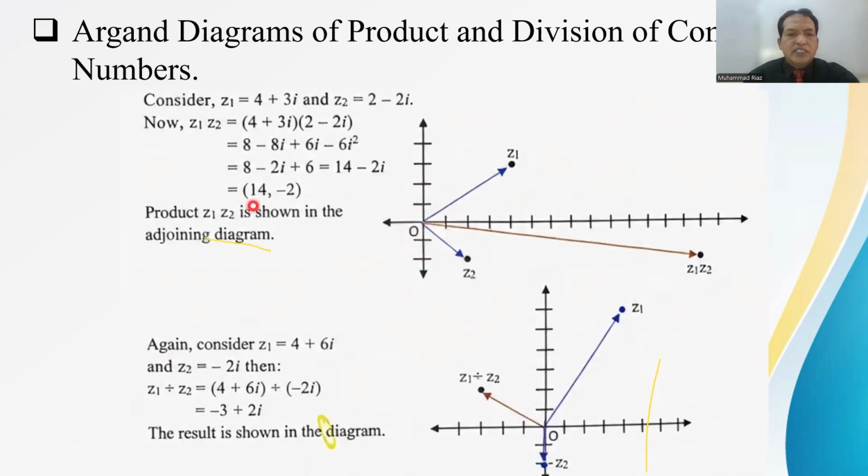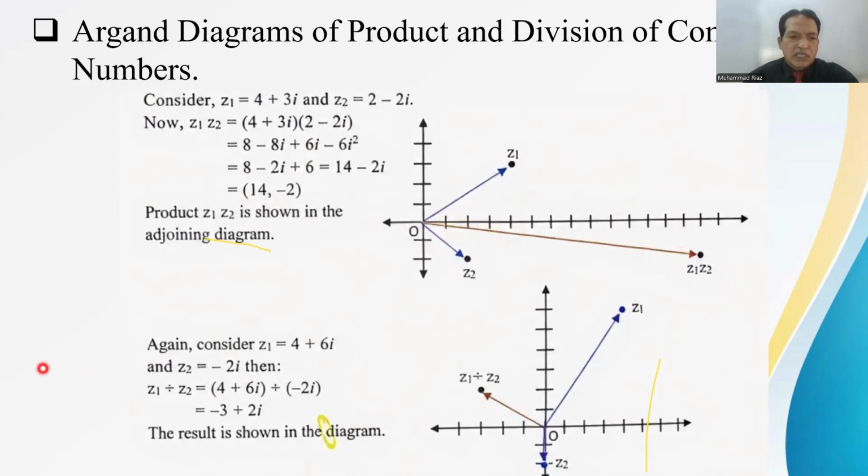Now we will represent the product z1 z2 on graph paper like this. The real part is 14 and the imaginary part is minus 2. So you can find the number 14 on the x-axis, and in front of this, on the y-axis, minus 2. Now this is the product of the two complex numbers z1 and z2. So separately we can represent first z1, the first complex number, then the second complex number, and then the product on the graph paper.